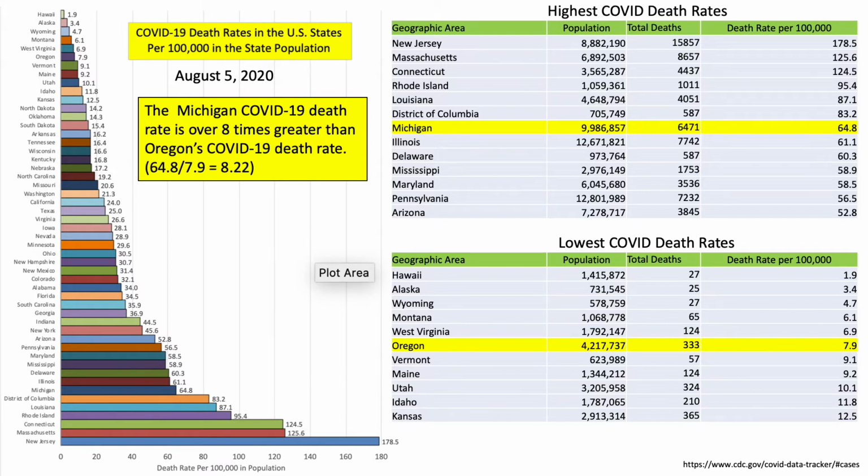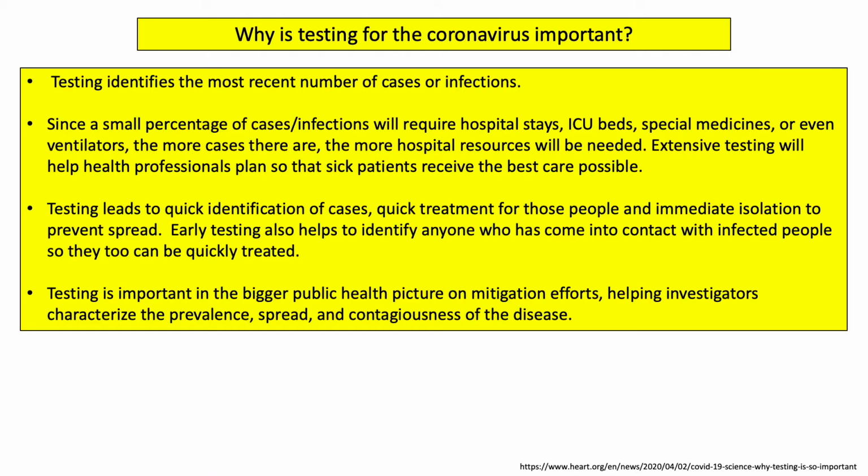In the tables, you can see the states that have the highest COVID death rates and the states that have the lowest COVID death rates. You can compare the death rates. If you divide 64.8 by 7.9, we could say that Michigan's death rate is over 8 times more than Oregon's death rate. Now, testing.